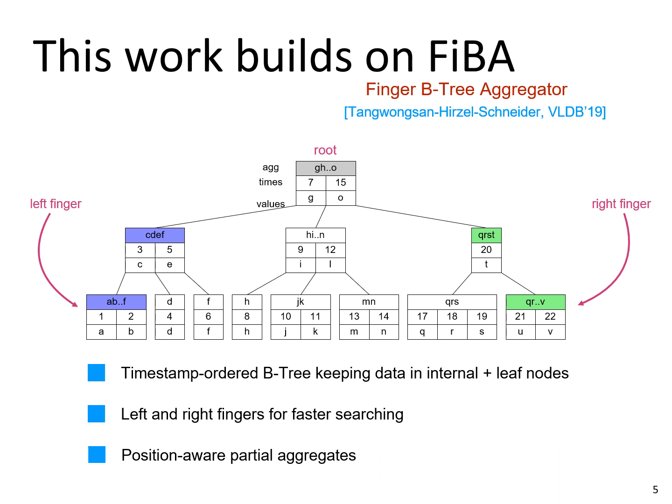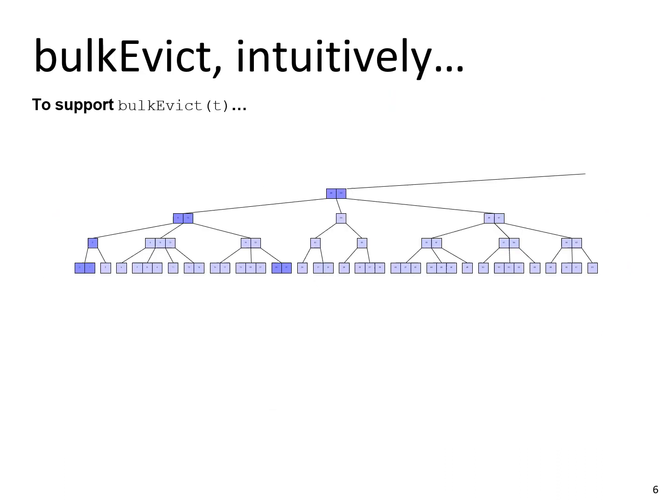And the trick in FIBA is that the aggregates aren't just aggregates of everything under a particular node, but instead are optimized for efficient insertions and evictions. So they are optimized for being efficiently computed close to the finger.